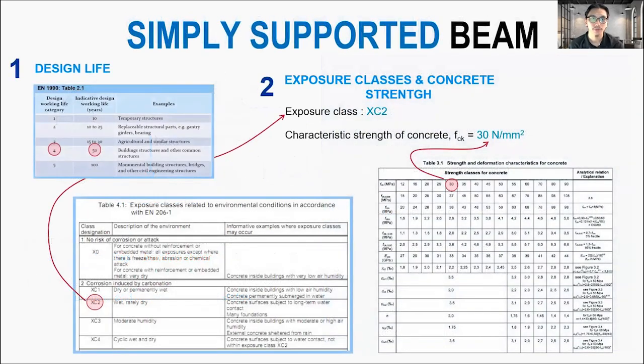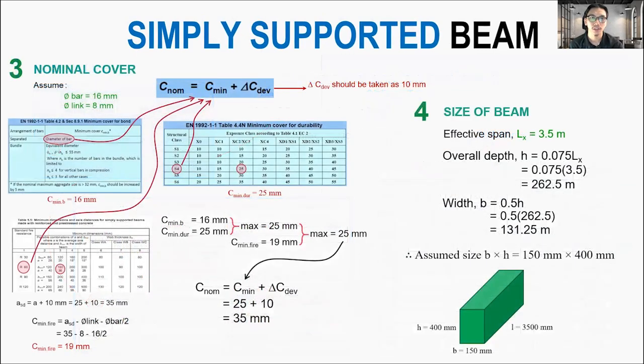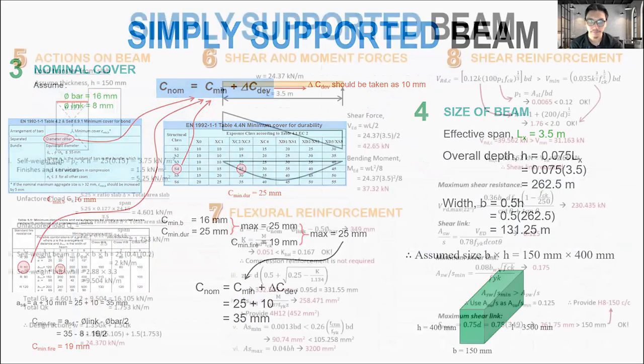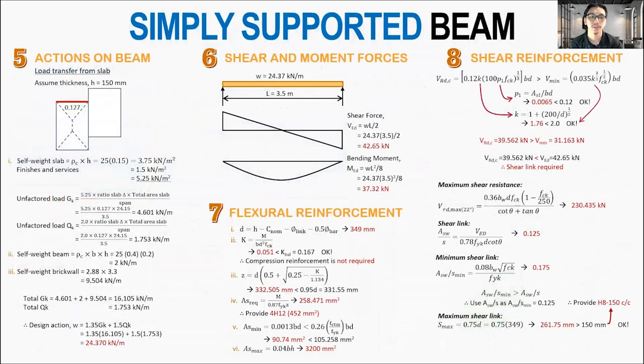First, design life. We have assumed 15 years for this design and the exposure class XC2. The concrete strength is 30 Newton per millimeter squared. For the nominal cover, we have calculated using this formula and we get 35 mm. For the self-weight of the beam, we have assumed B times H of 150 mm times 400 mm. For the area load on the beam, we get 24.37 kN per meter.